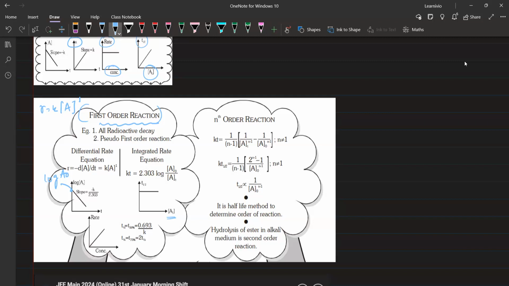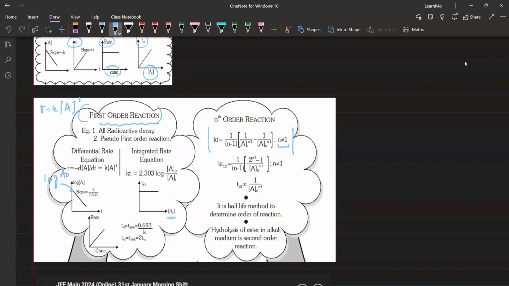Now, this is the nth order, like this general equation is there for any order, and it satisfies each and every order except the order 1. Okay? It is not valid for first order reaction, it is valid for every other order of reaction.